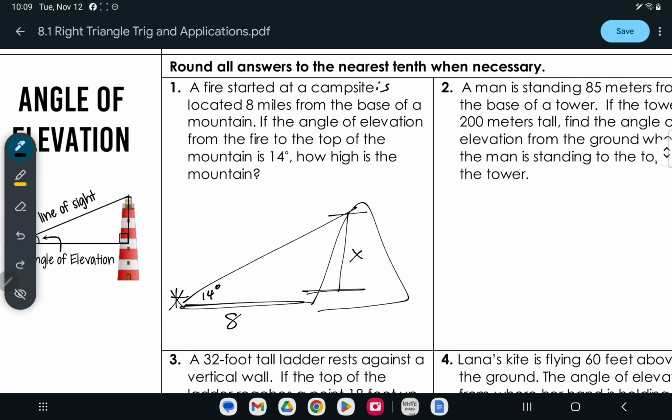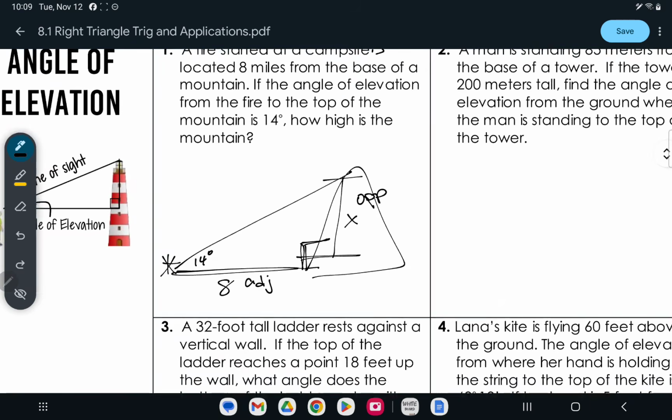So this is my fire, and there's my mountain. So we are located 8 miles from the base of the mountain. The angle of elevation from the fire to the top of the mountain is 14 degrees. How high is the mountain? So we want that value. I have an angle, and I have opposite and adjacent, and this is definitely supposed to be a right angle here, so that I can use this trig. That goes with tangent. So tangent 14 is opposite over adjacent. So the mountain is 8 times tangent 14, which gives me 2. So the mountain is 2 miles tall.